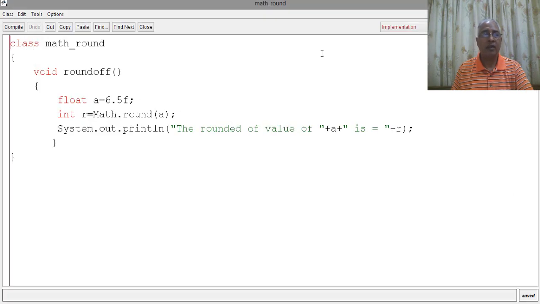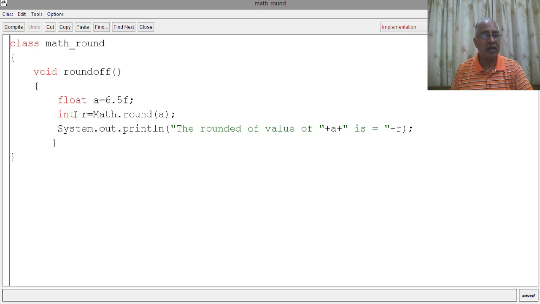Then Math.round. This is rounding of the number. So round off. Float A is equal to 6.5F. Now why is F written? Always remember, when we store float values in a variable like this directly, give F as the suffix for telling the compiler that this is a float value. This is again an explicit type conversion where we actually tell the compiler, otherwise you will get a warning that loss of precision is there. So to ignore that error, we will always give F as a suffix after the number of the float type. So float A is equal to 6.5F, int R.